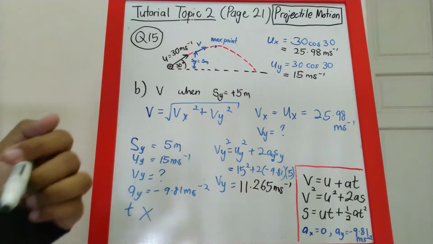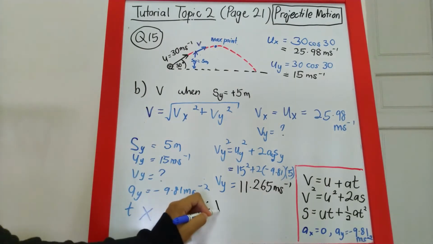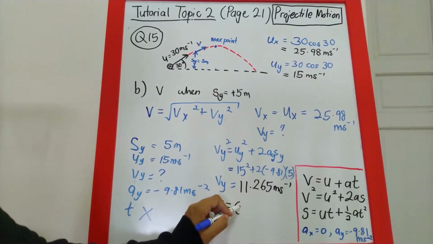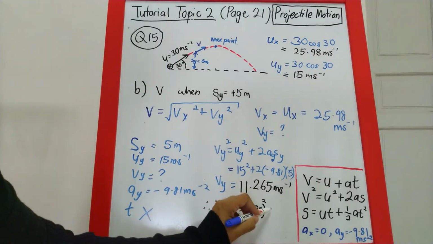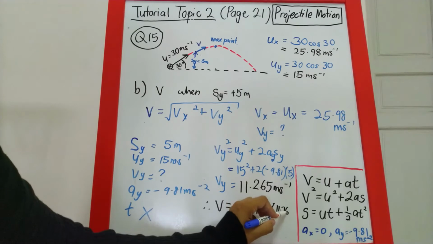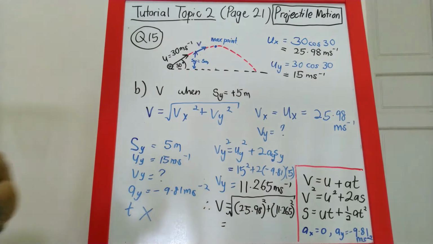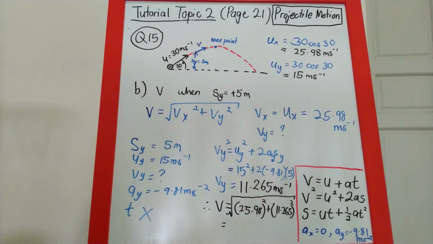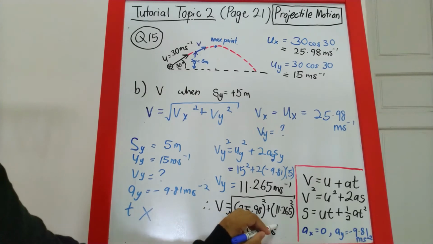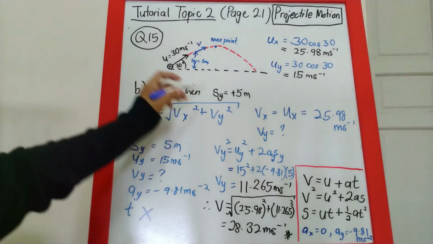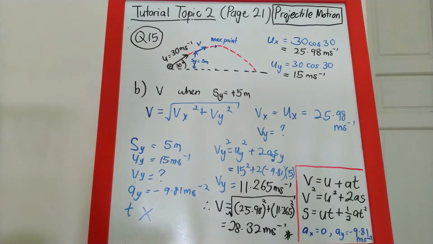But this is not the final answer because we need V. Therefore, V is found by substituting the value of Vx and the value of Vy, and square rooting all of them, and you get 28.32 meters per second. So that's the velocity when S equals 5 meters above the ground.